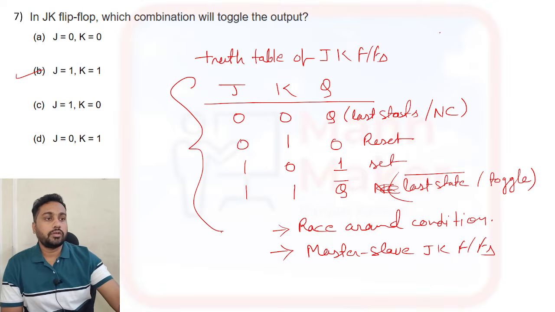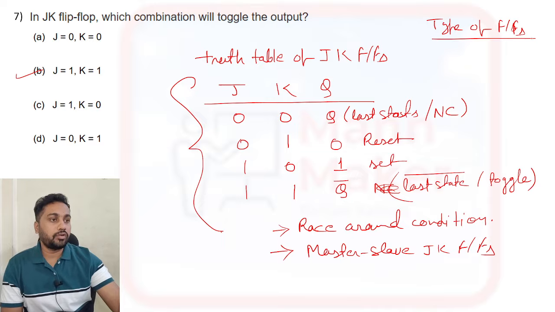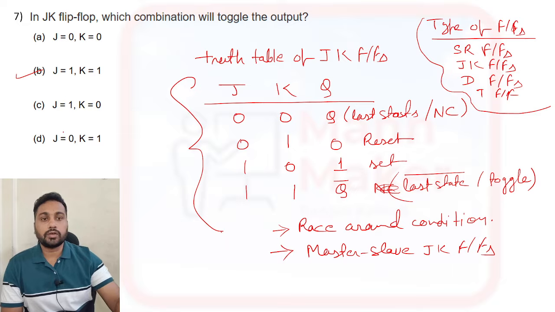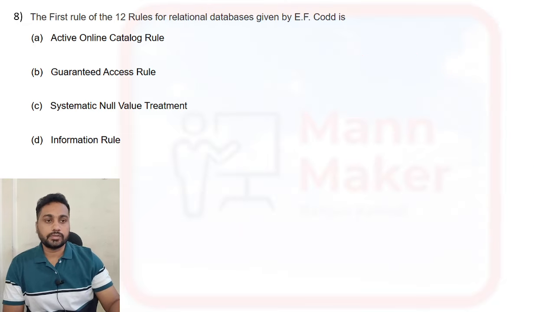Apart from that, we know the types of flip-flops. We have four kinds of flip-flop. The first one is the SR flip-flop, then JK flip-flop, then D flip-flop, and T flip-flop. Just remember this also, the types of flip-flop. So from here option B is the right answer.